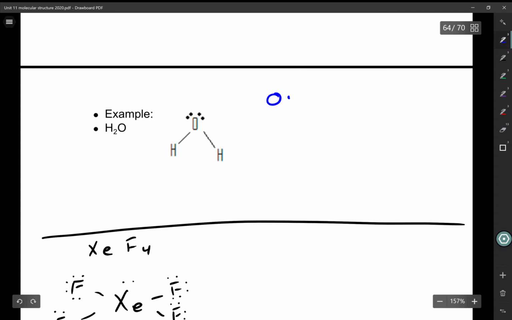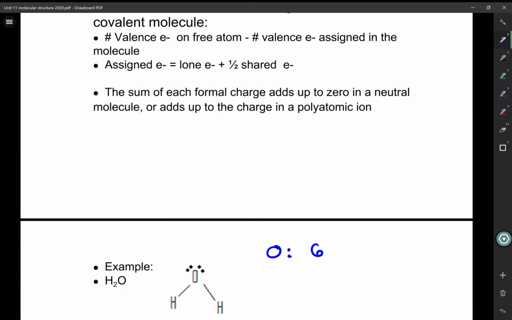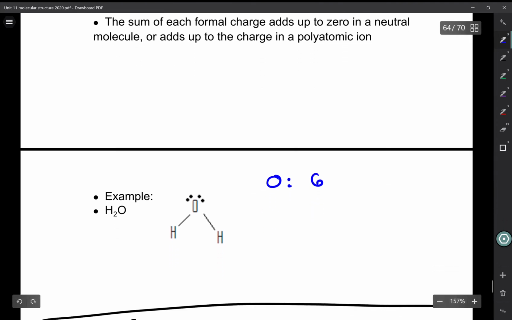Okay, so for oxygen. All right, so number of valence electrons in the free atom. An oxygen by itself has 6. All right, and that says minus the electrons assigned in the molecule. Okay, so assigned in the molecule, well, we count these. So those are the unshared. So that's 4, plus 1/2 of the shared. So it's sharing 4 electrons between the 2 hydrogens. So we take half that amount. So that is 2. All right.